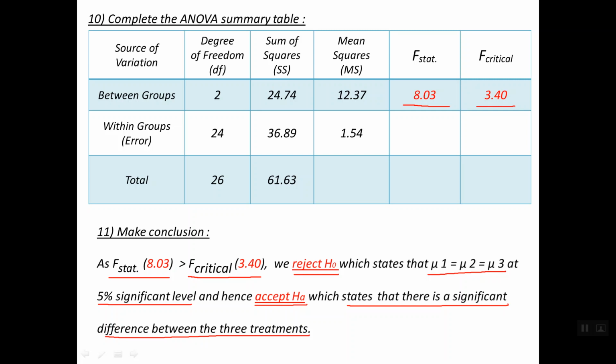So simply we compare the two values, the value of F calculated and the value of F critical. In our case, the value for the calculated F is bigger or larger than the critical one. So we reject H0.